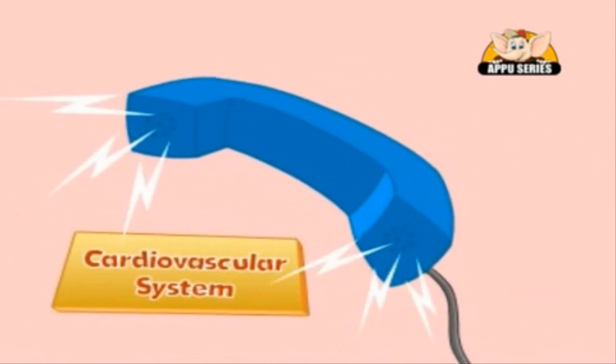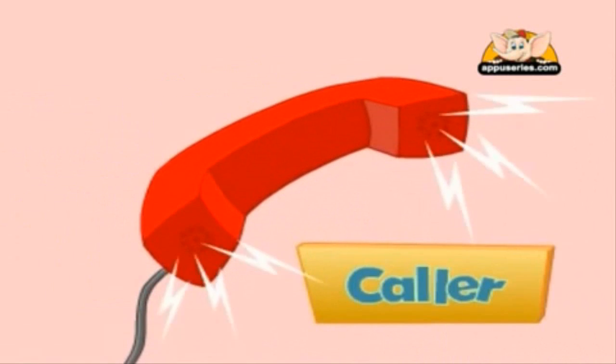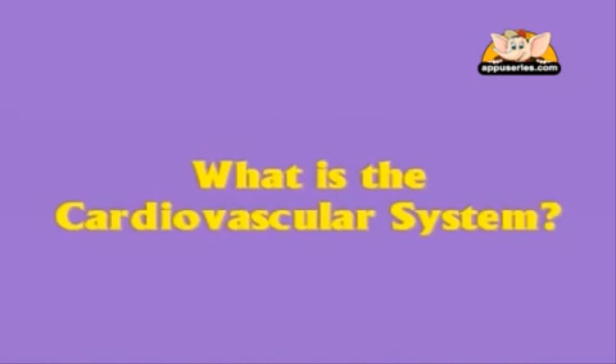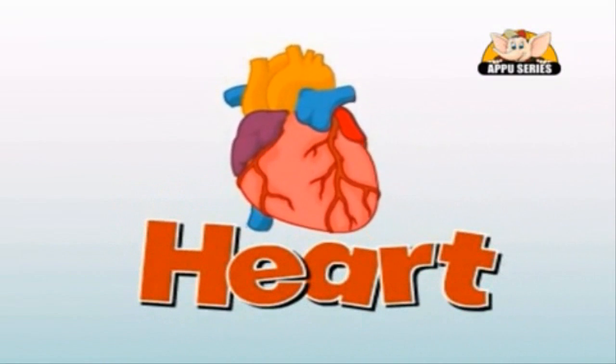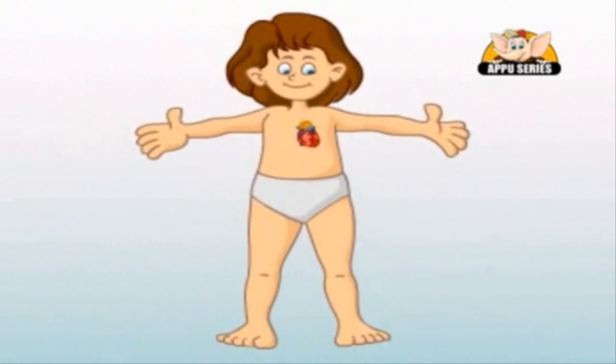Hi, this is the cardiovascular system. I have a question for you. Go ahead. What is the cardiovascular system? The cardiovascular system includes the heart and the blood vessels. The heart pumps blood and the blood vessels deliver it throughout the body.